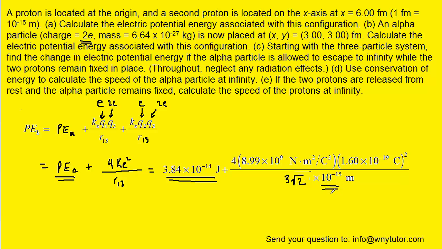And so now we can just pick up our calculators and process this computation. And we would get a value of approximately 2.55 times 10 to the minus 13th. And since this is energy, it would once again be in joules. So that's the correct answer to part B.